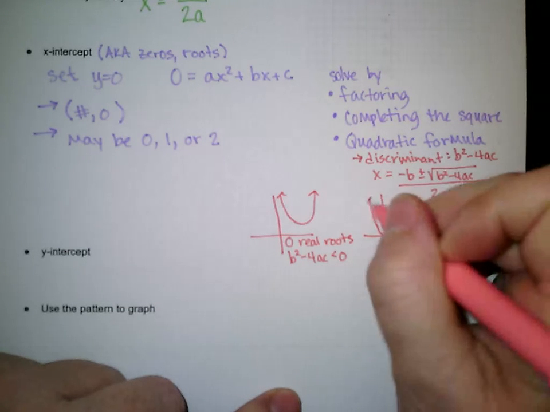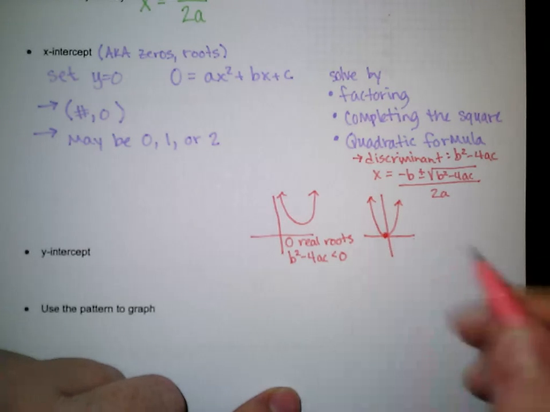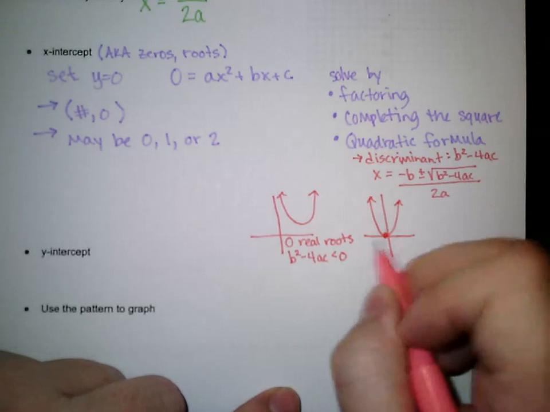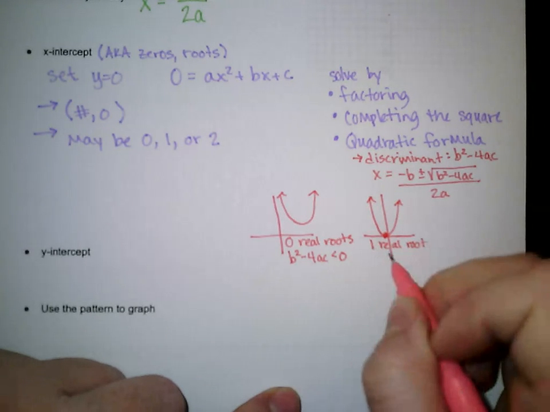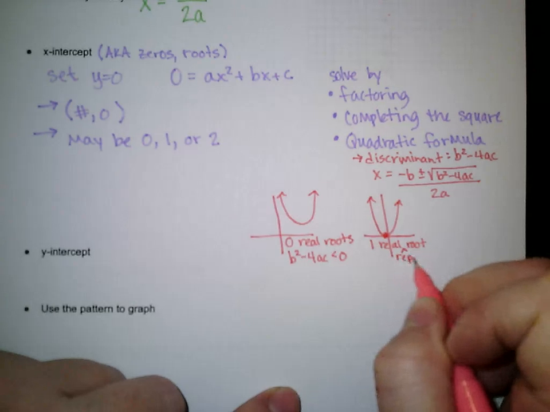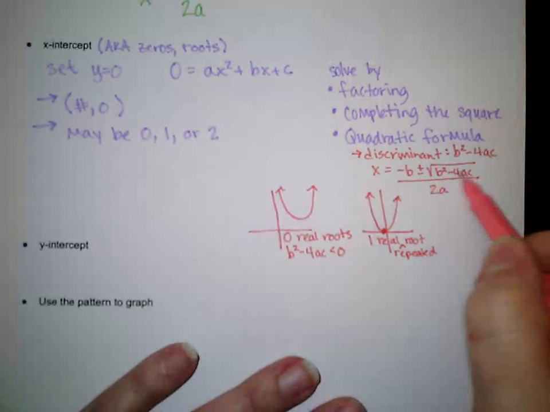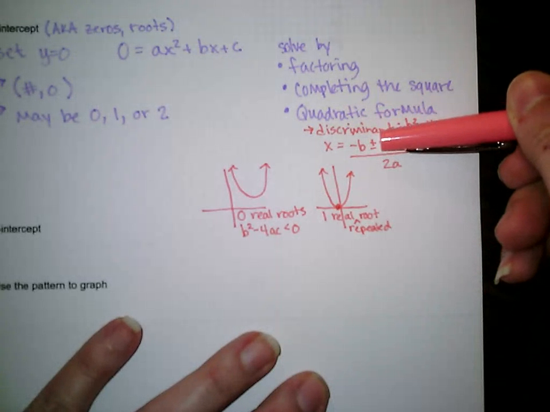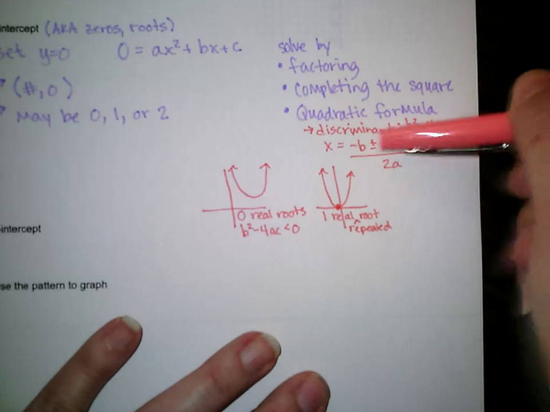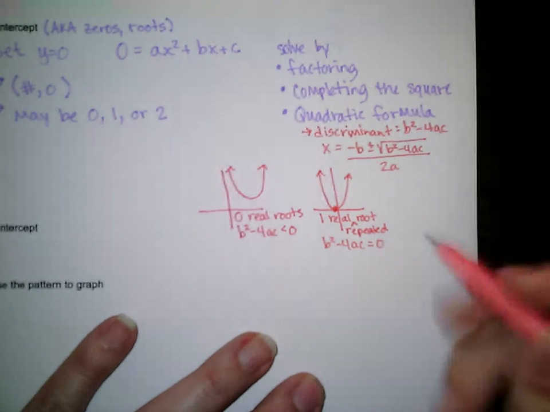If we have 1 real root, that's when the vertex is sitting right on the x-axis. So 1 real root, or 1 real repeated root. Because technically we have 2 roots there, but they are the same number. And that's going to happen when we have something plus or minus 0 divided by 2a. So that happens when b squared minus 4ac equals 0.